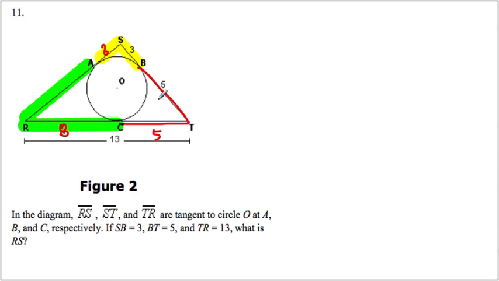Then the question is, what is RS? Since this is 8, therefore this must be 8, because two tangent line segments are equal to each other. Then 8 plus 3, the total entire thing becomes 11.